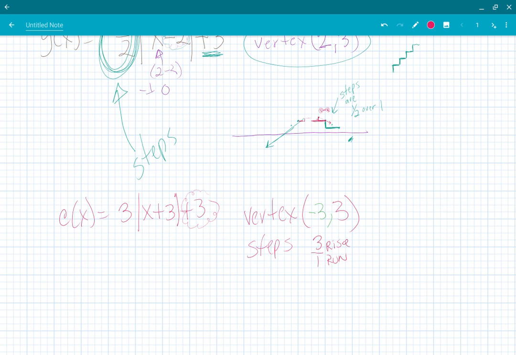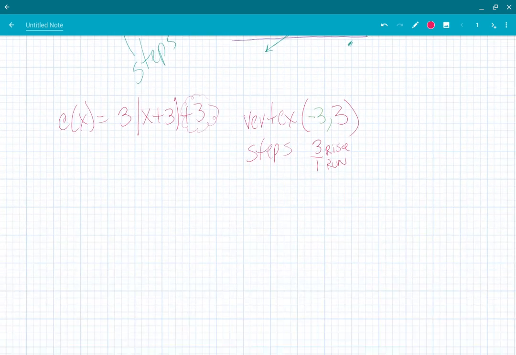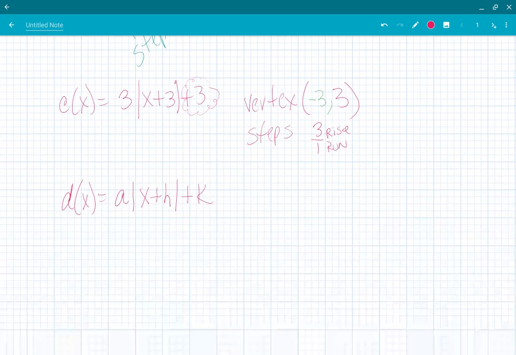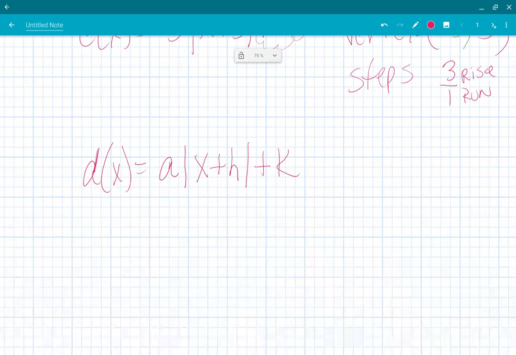Okay. All right. And this time I'm going to give you letters. Okay. Let me just put a different letter, D. a times the absolute value of x plus h, plus k. All right, here we go. By the way, these are the letters that mathematicians use. I'm not making these letters up. All right, what's the vertex?